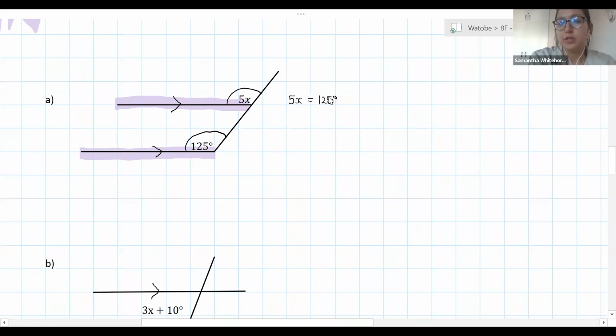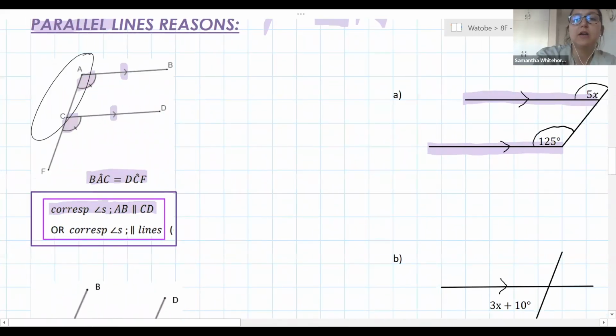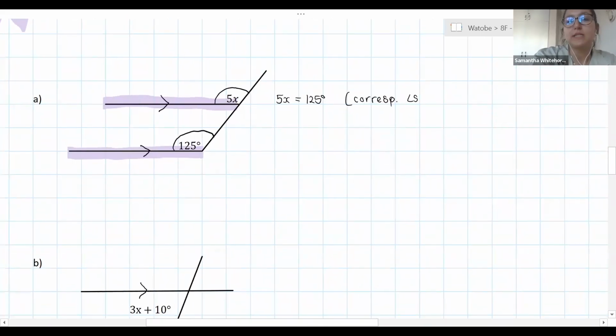Now, I can't just do that without a reason. So I put in my reason, corresponding angles. I forgot how to spell there. And I do have to state which lines are parallel. Now, because I haven't given you labels like I did here, it doesn't really matter. All we state is then that we have parallel lines. And remember, the symbol for parallel is two vertical or diagonal stripes. Right, now I need to solve for x.